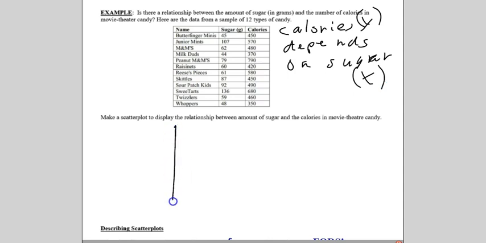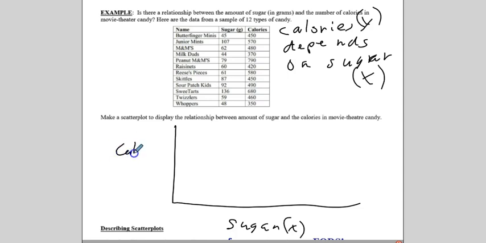So when we make our axes, we're going to put sugar down here, X. Give you a little room for numbers. And we're going to put calories here. Now, when you're doing this, our lowest sugar looks like about 44 right here, and our highest sugar is 136. You don't have to start at 0, so you don't have to have this big empty space out to 44.